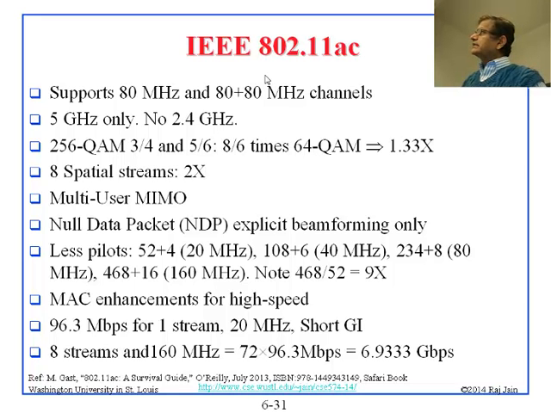So the interesting thing is that when you go from 20 to 160, you only use 8 times more bandwidth, but you get 9 times more throughput. This you have to remember. I mean, you cannot remember many of the other things, but this you have to remember: with 8 times bandwidth, you get 9 times more throughput. How? By having more data carriers and not having as many pilots. And guard band.